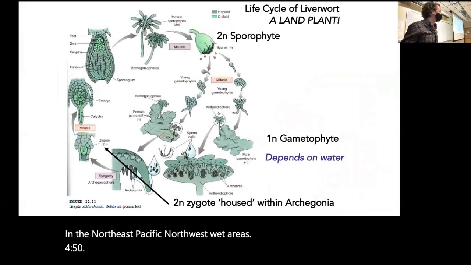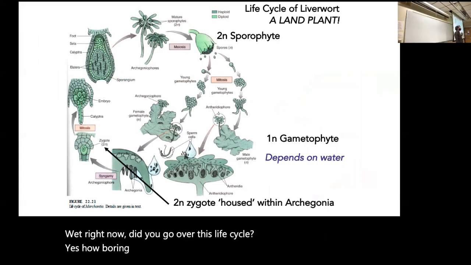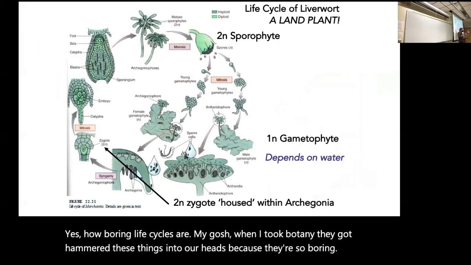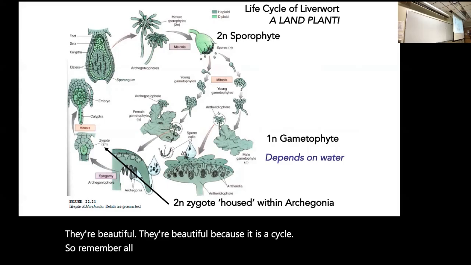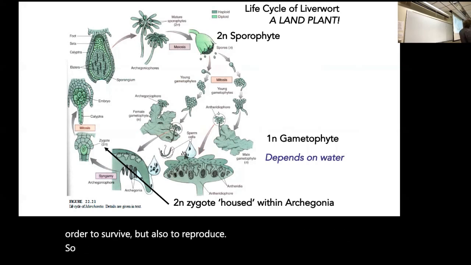Wet. Okay. Now, did you go over this life cycle? Yes. How boring life cycles are. Oh my gosh. When I took botany, they hammered these things into our heads because they're so boring. But they're beautiful. They're beautiful because it is a cycle. So remember, all living organisms have to complete their life cycle in order to survive, but also to reproduce. Right? So a life cycle is a manifestation of survivorship and reproduction.